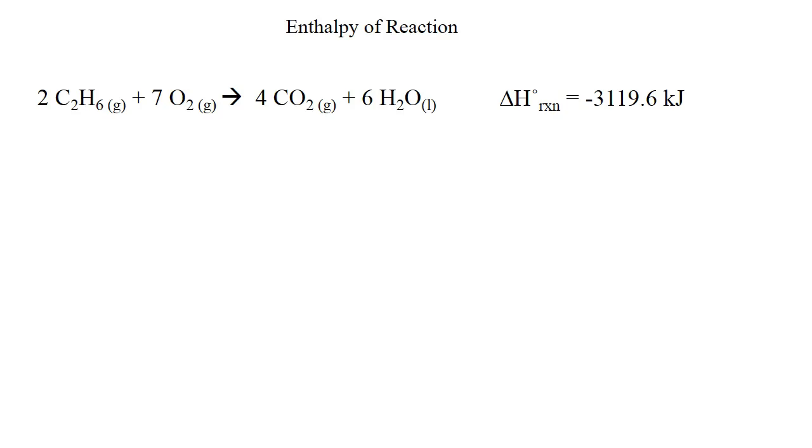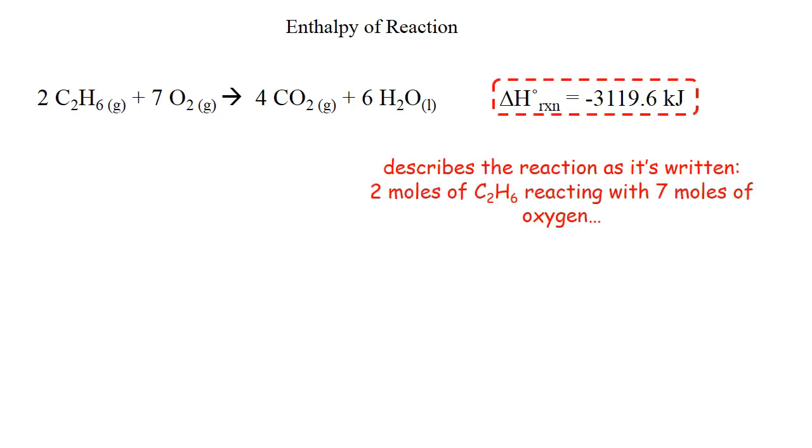So what you see there, that negative 3,119.6 kilojoules, means that if this reaction occurred exactly as it is written, and you had 2 moles of ethane combusting, then you would see the release of 3,119.6 kilojoules of heat. So this describes the reaction exactly as it is written: 2 moles of ethane reacting with 7 moles of oxygen, etc.